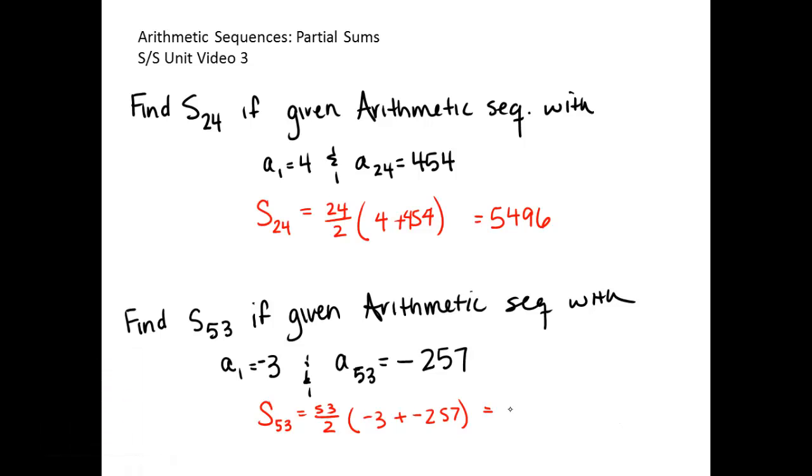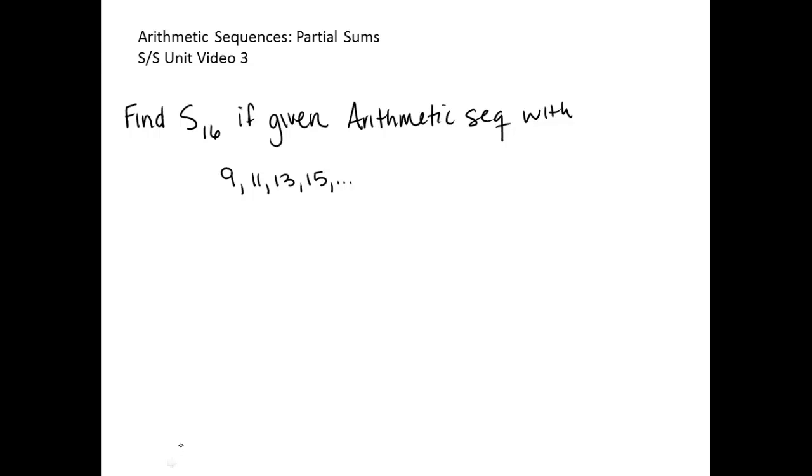All right, so I ended up with negative 6,890. All right, very good. Okay, so this is a little bit of working backwards. Or maybe not working backwards, but I don't have the same amount of information. It's not a working backwards.